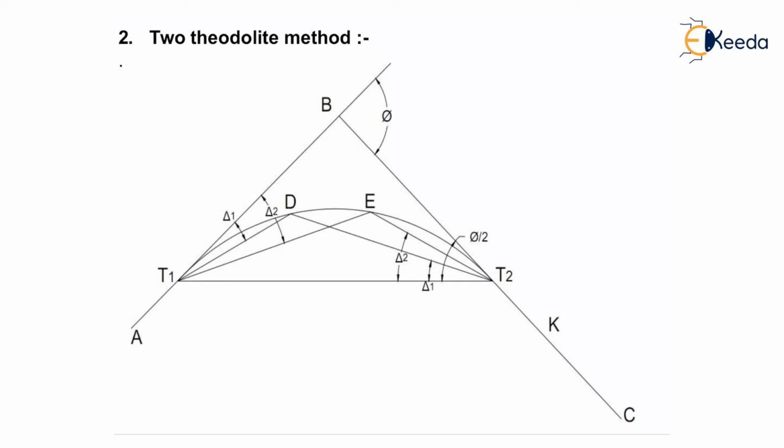The procedure is to set up a theodolite over T1 and another over T2 simultaneously, as the name indicates, two theodolites. Set the vernier of each instrument at 0 at T1 and also at T2. Direct the instrument at T1 to the ranging rod at the point of intersection B and bisect it. From T1 we have to bisect the ranging rod at B, and direct the instrument at T2 to the first tangent point T1. And from T2 we have to bisect the ranging rod at T1. Then set the vernier of each instrument to read the deflection angle delta 1.